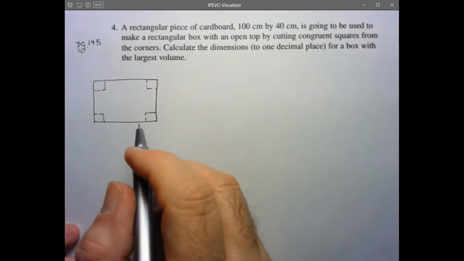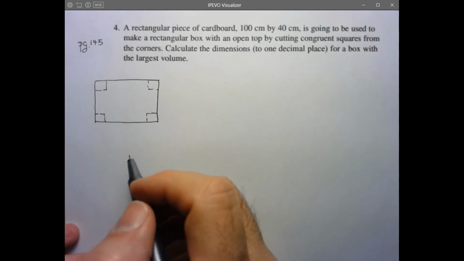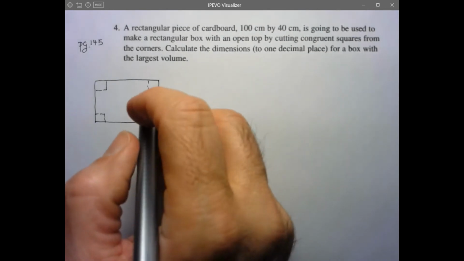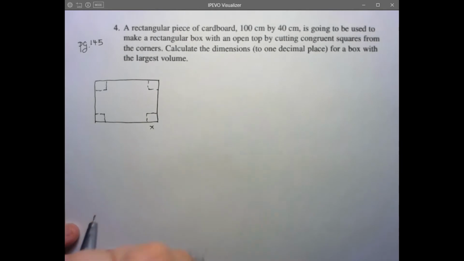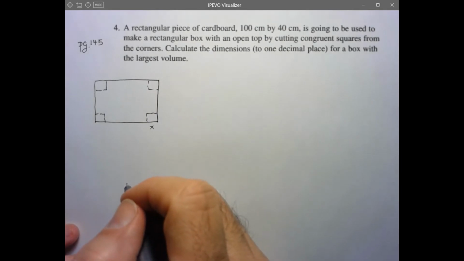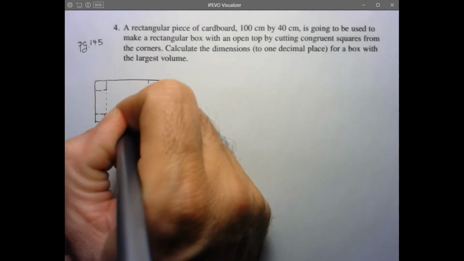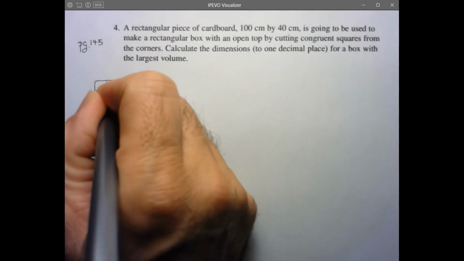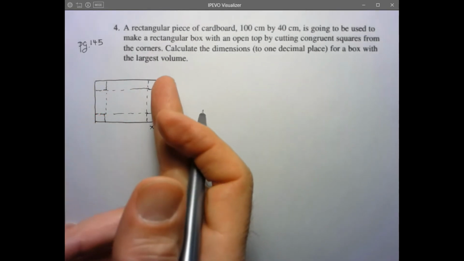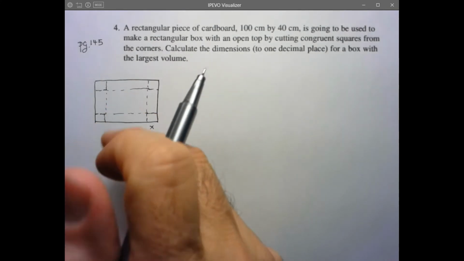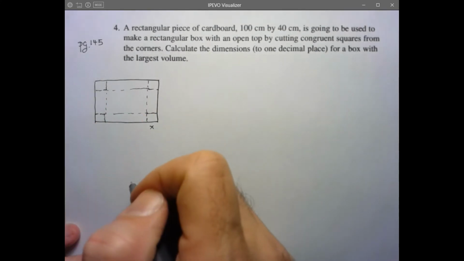Okay, so we're going to cut off our corners. And what we don't know is how much to cut off. That's essentially what we're not told. So since we don't know how much we're cutting off, that's what I'm going to make my unknown. I'll just call that x. And so what you realize is that this rectangle here represents the base of the box, and then you're going to be folding up all these sides. Remember that you're getting rid of these corners here.